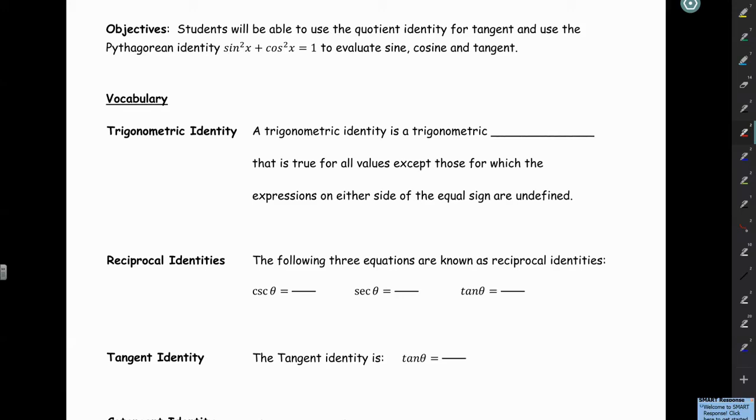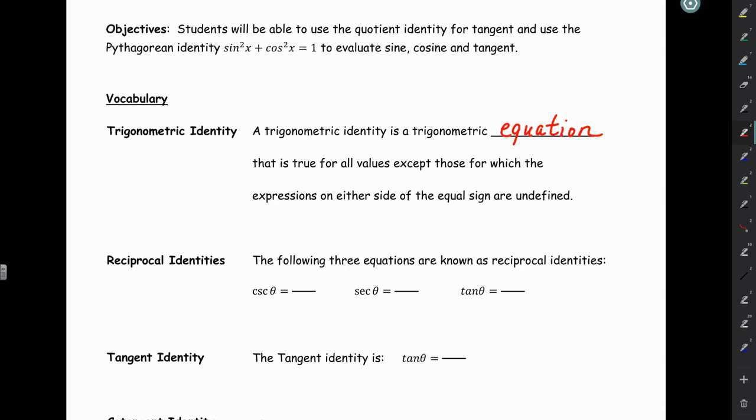Hi everyone, in today's lesson we're looking at trigonometric identities. A trigonometric identity is a trigonometric equation that is true for all values except those for which the expressions on either side of the equal sign are undefined.